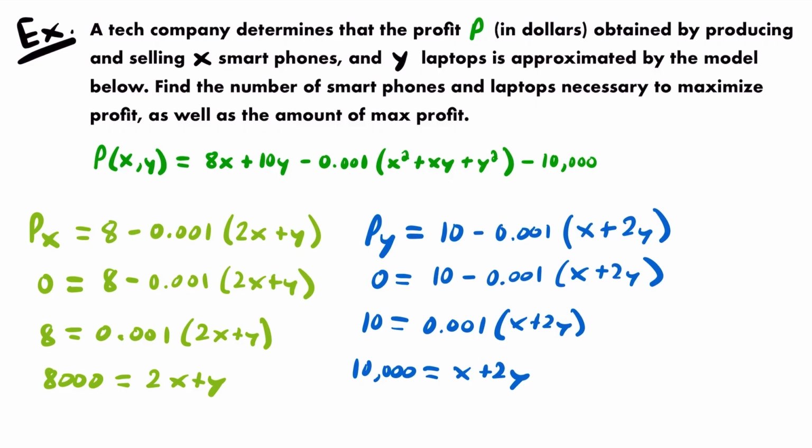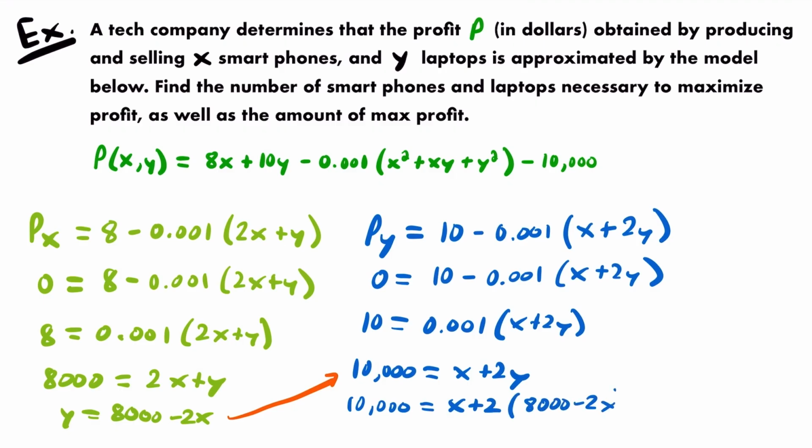And so what I'm going to do next is solve for y in this equation, and then plug what it's equal to into this one so that we can solve for x. So if you subtract 2x from both sides of the equation, you would find that y is equal to 8,000 minus 2x. All right, so plugging that into this equation, we'll get 10,000 is equal to x plus 2 times y, which is 8,000 minus 2x.